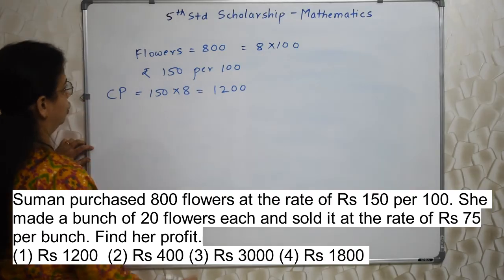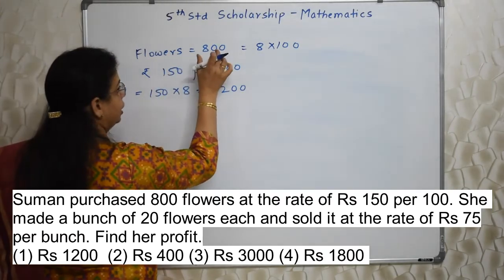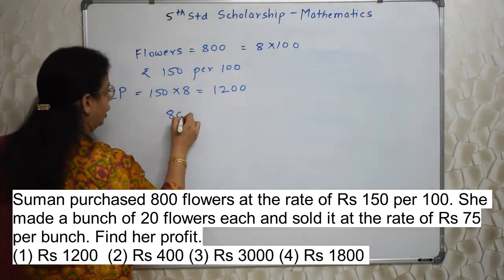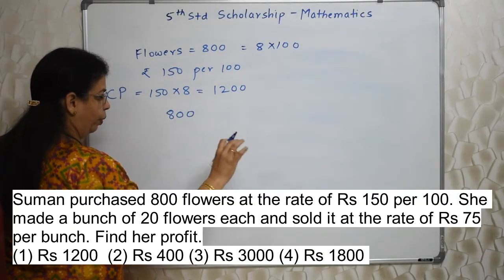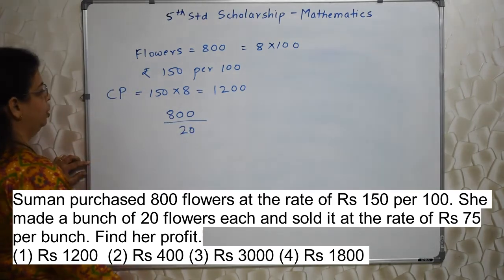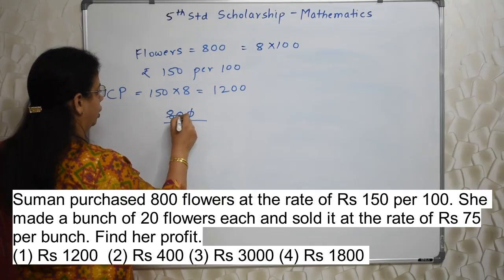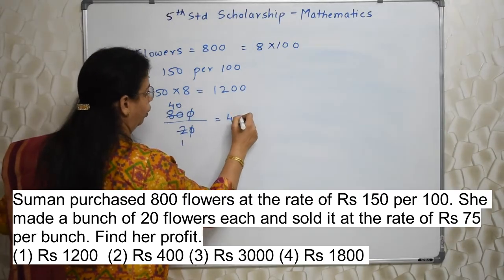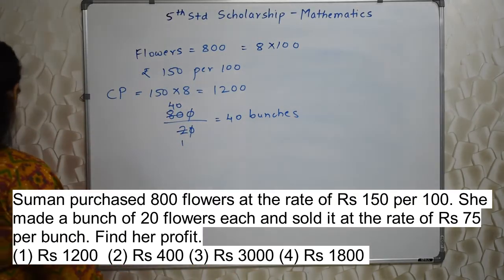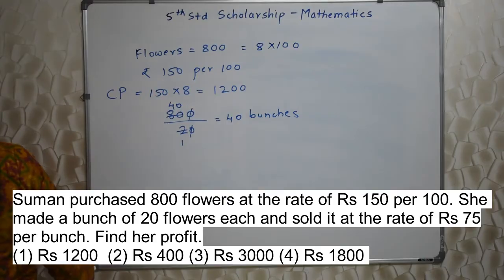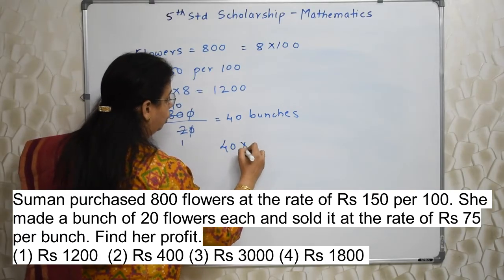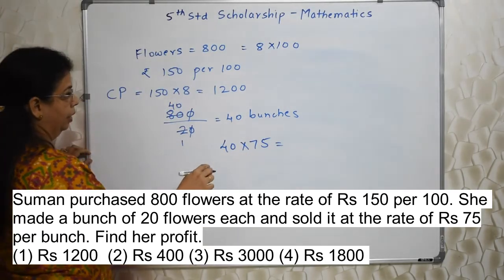Okay, now what is she doing? She is very smart. She is making small bunches of 20 flowers. So these 800 total flowers, she is dividing into bunches of 20. Dividing means division, so let's do the division. 40. So she will have 40 bunches with her that she will sell now. At what rate is she selling them? Rupees 75. So 40 into 75, this much money she will get.